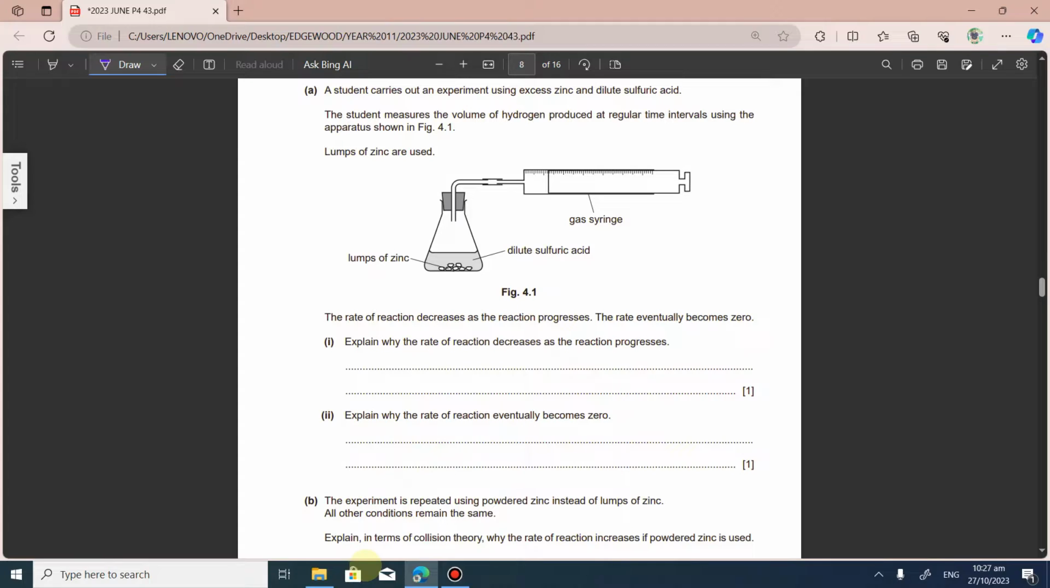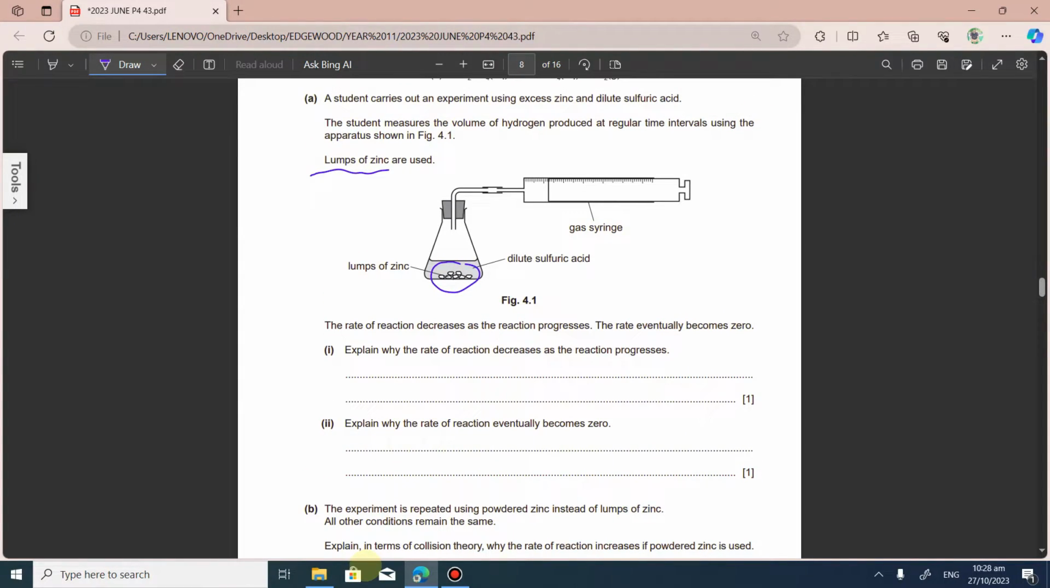There are lumps of zinc. In this case, you can see lumps of zinc, and then there is the acid, and then there is the gas syringe that measures the amount of gas produced. Lumps of zinc are used. Please take note of that. So the rate of reaction decreases as the reaction progresses, and then the rate eventually becomes 0.